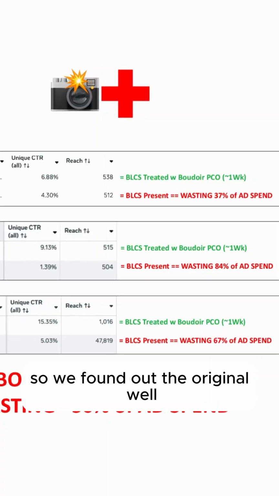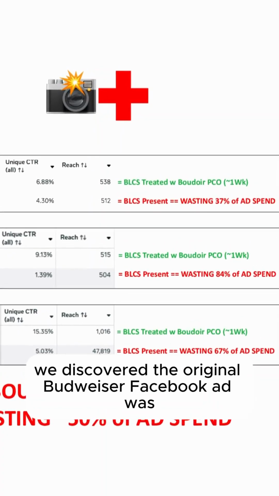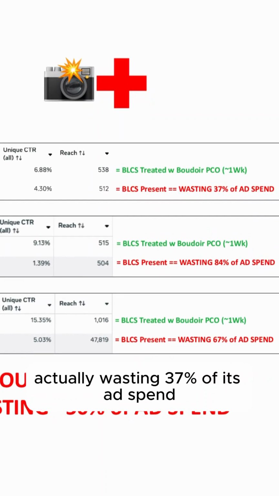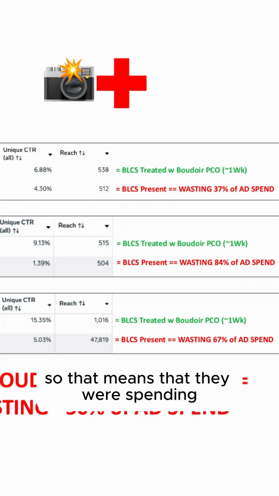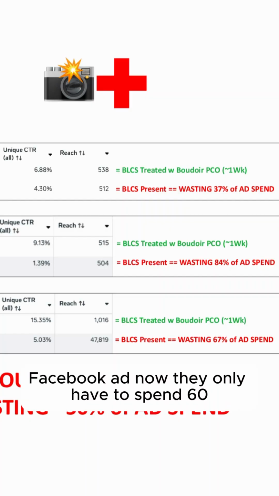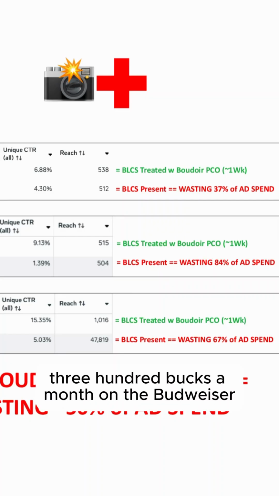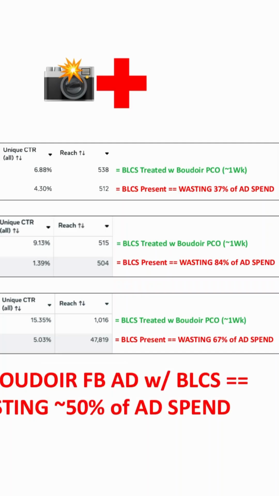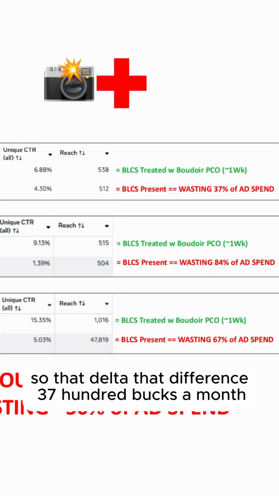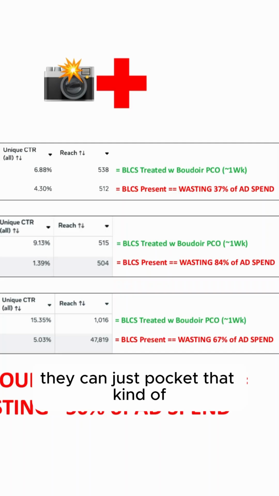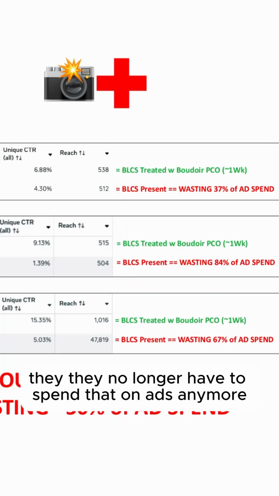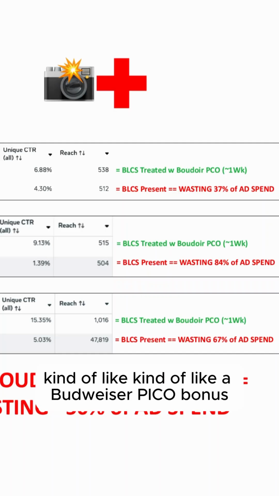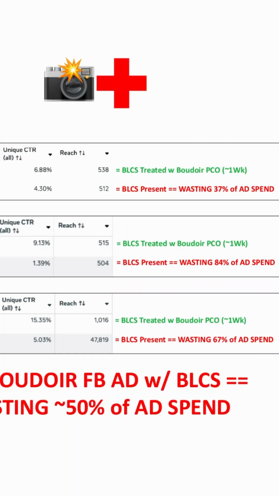So we discovered the original Boudoir Facebook ad was actually wasting 37% of its ad spend of what it could have been achieving. So that means if they were to spend 10 grand a month on the original Boudoir Facebook ad, now they only have to spend $6,300 a month on the Boudoir Pico treated ad to get it into the same number of women's brains. So that delta, that difference, $3,700 a month, they can just pocket as a phantom bonus. They no longer have to spend that on ads anymore, kind of like a Boudoir Pico bonus.